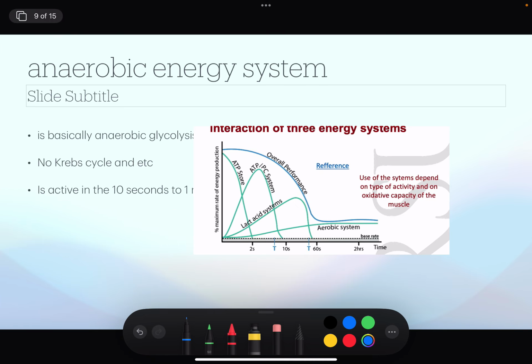Okay, and basically in this anaerobic energy system, we don't have any Krebs cycle, and it is active from 10 seconds up to 1 minute. It doesn't have a high level of oxidative capacity because it uses anaerobic enzymes like creatine kinase, myokinase, phosphorylase, phosphofructokinase, lactate dehydrogenase. All of these are anaerobic enzymes, so they don't work as well in an oxygen-demanding environment.